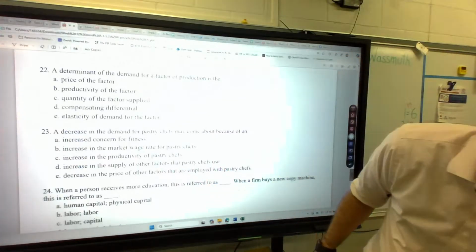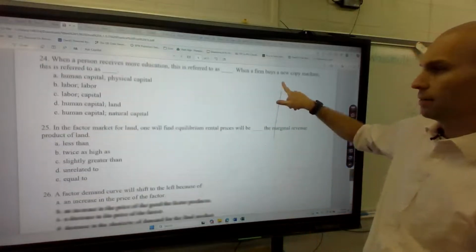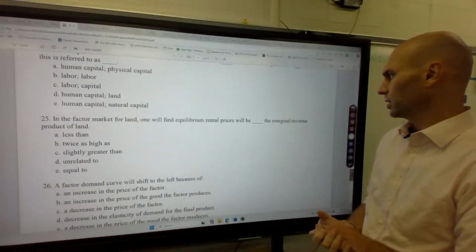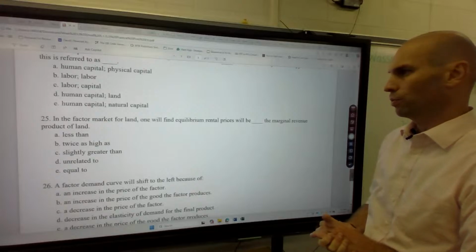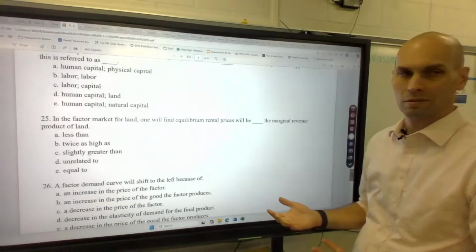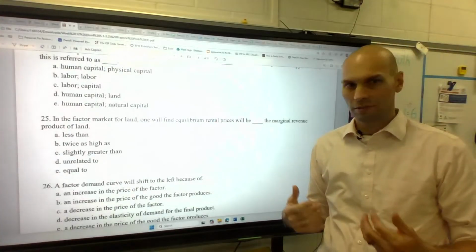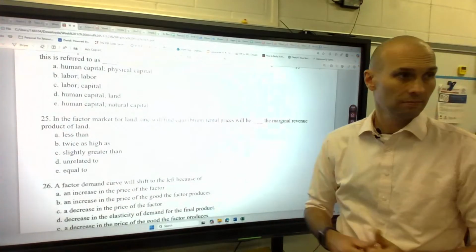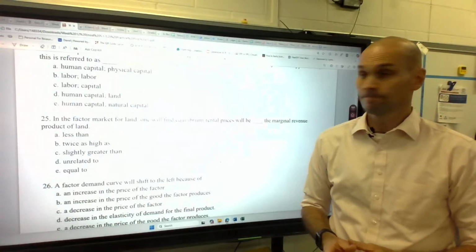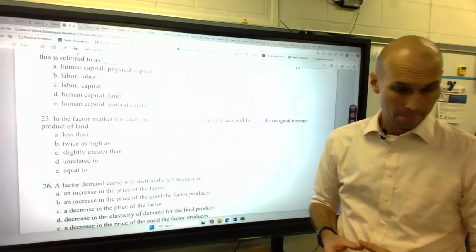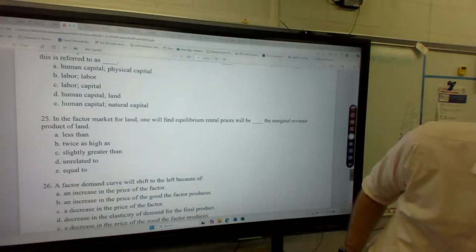23. All right, and 25. In a factor market for land, one will find that equilibrium rental prices will be blank the marginal revenue product of land. Equal to. Marginal revenue equals marginal cost. Any questions on that one? Okay. Flip the page.